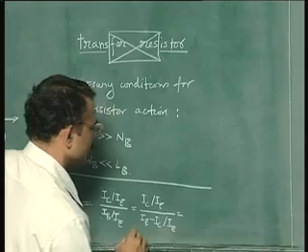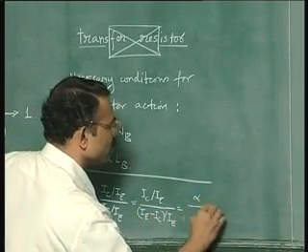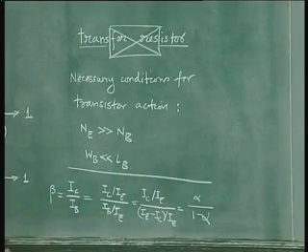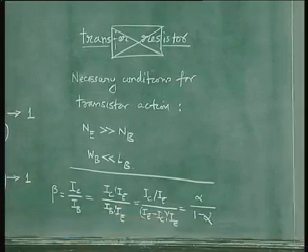So this is nothing but, IC by IE is alpha, so alpha by 1 minus alpha. This quantity is called beta. Now if alpha is very close to 1, you can see beta is very, very large.